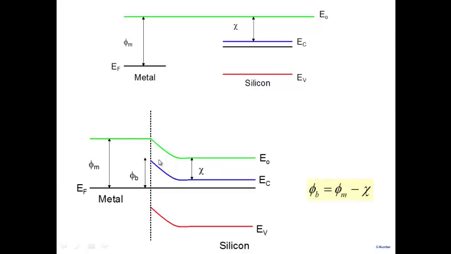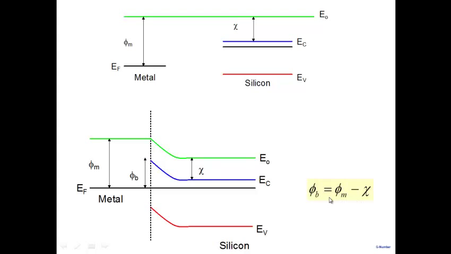So phi b would be important, and from the simple energy band diagram, it's very easy to see that the work function is from here to here. And the distance from the vacuum level to the conduction band is the electron affinity. So the barrier height is then simply equal to the work function minus the electron affinity. Work function is well characterized for a metal. Electron affinity we know for silicon and other semiconductors is also well characterized. So that allows us to determine what kind of barrier height we will get when we put a metal on top of a semiconductor.